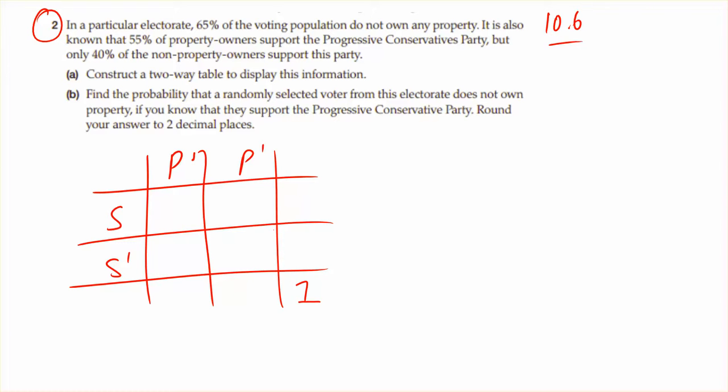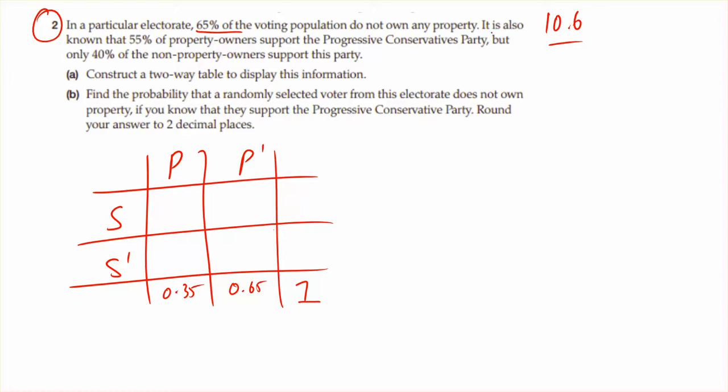Now, you've got to read this very carefully. 65% of the voted population do not have any property. So what that means is 65% of the population do not own any property. So the do not own property column must be 0.65. So the rest, the people that do own property, must be 0.35. So that's our base. We've got to start from here.